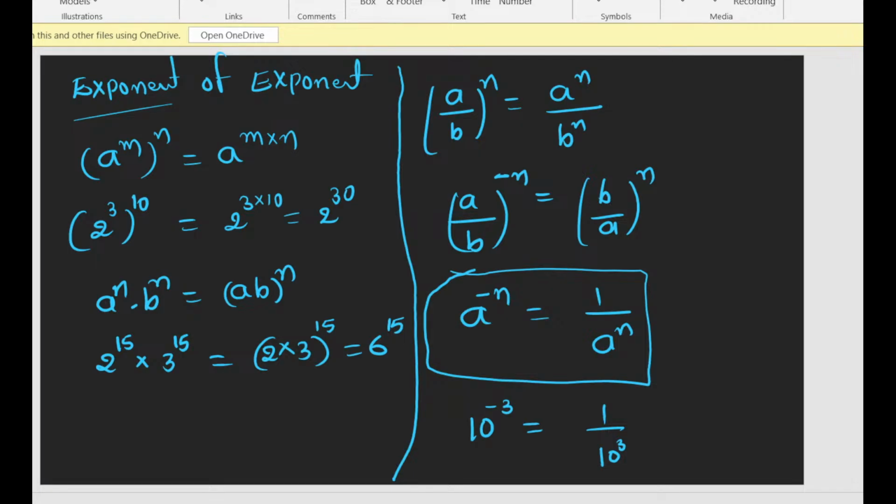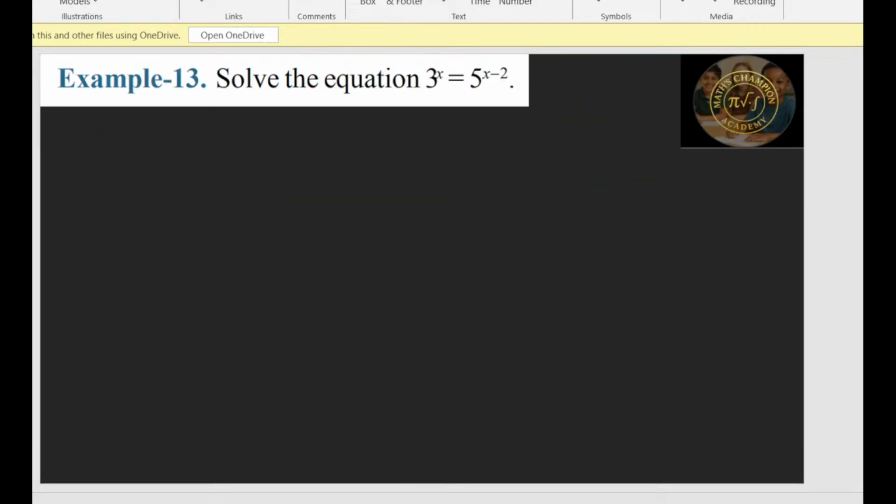Now look at next. We will go to the problem next. What is the problem? Solve the equation 3 power x is equal to 5 power x minus 2. So find the x value here. To find the x value, take log on both sides.